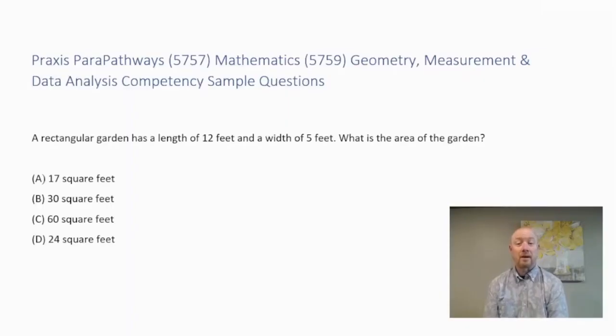A rectangular garden has a length of 12 feet and a width of 5 feet. What is the area of the garden? Is it A, 17 square feet, B, 30 square feet, C, 60 square feet, or D, 24 square feet?